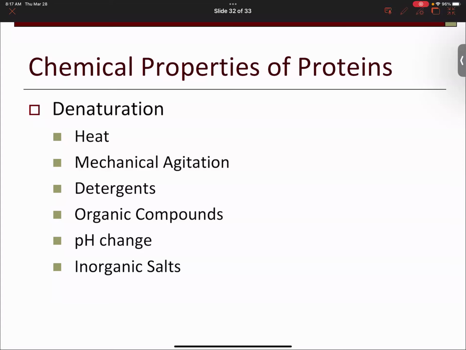Another way that we can interrupt those forces is mechanical agitation. That could be in the form of stirring. It could be in the form of just shaking it real good. There are other ways. Detergents.